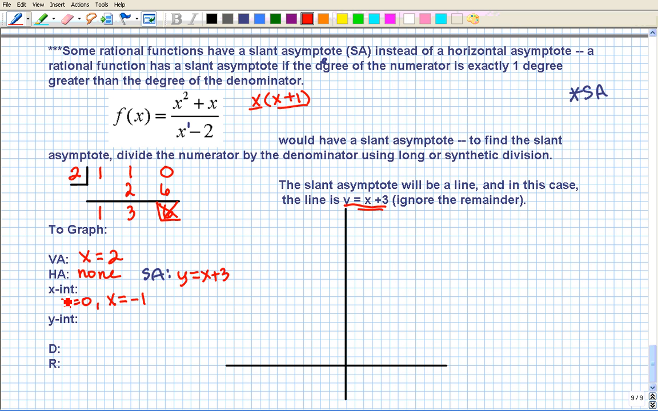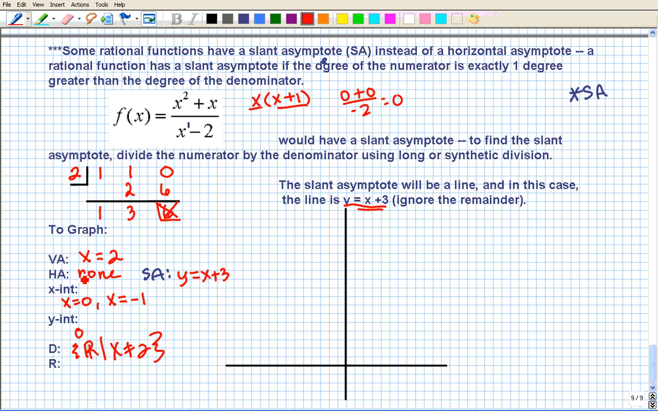The y-intercept, remember you plug in 0 for the x's, so you'd have 0 squared is 0 plus 0 over 0 minus 2 is -2, so that's just equal to 0. So your y-intercept is at 0. The domain matches the vertical asymptote, so that's the set of all real numbers where x is not equal to 2.